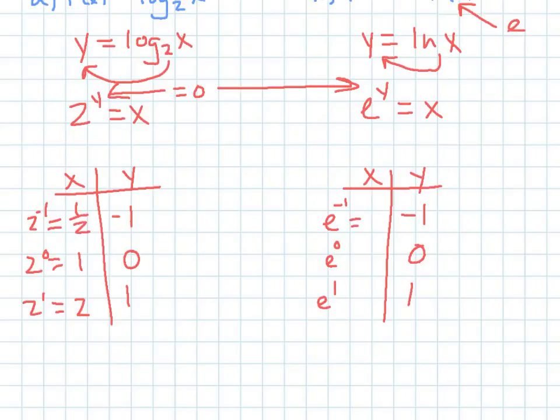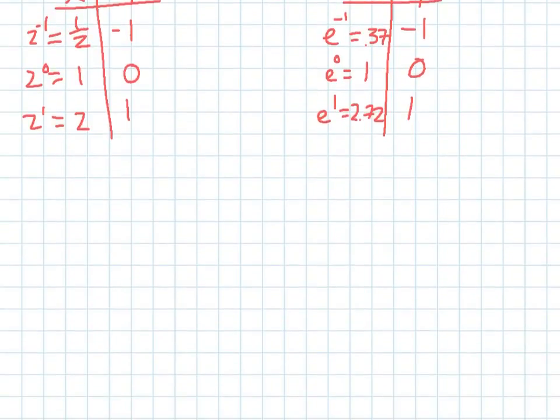Okay? A little harder. e to the negative 1 power is going to be 0.37. e to the 0 is 1, because everything to the 0 power is 1. And then e to the first, we already have that approximation, is 2.72. So now I can graph.